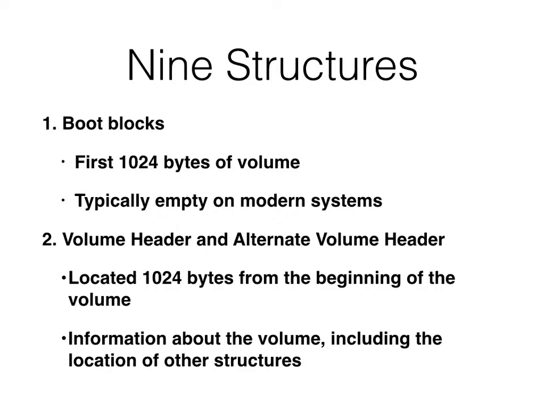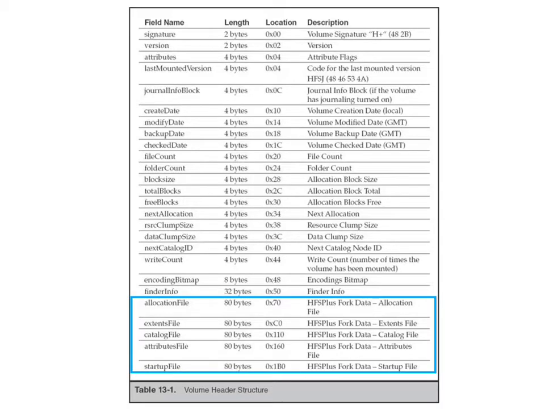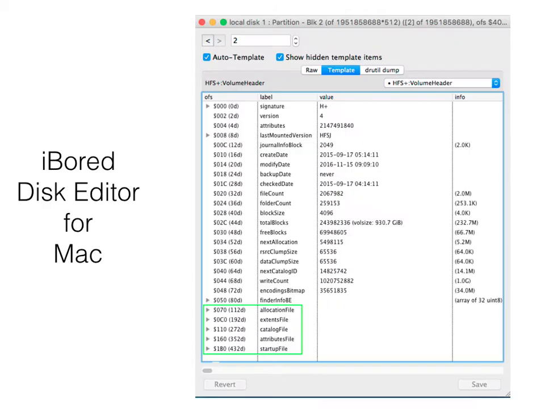The volume header has information about the volume, including where all the other files are. And it has a whole series of fields, and at the bottom it tells you where most of these other files are. The allocation file, the extents file, catalog, attributes, and startup files. These are all files that store where things are stored on the disk. In modern NTFS volumes, most of these things are included in what they call the MFT, the master file table we talked about before.